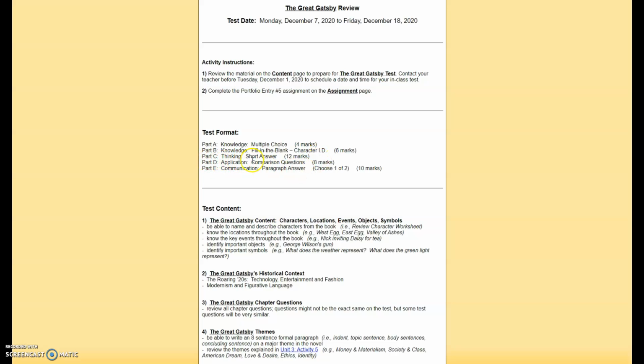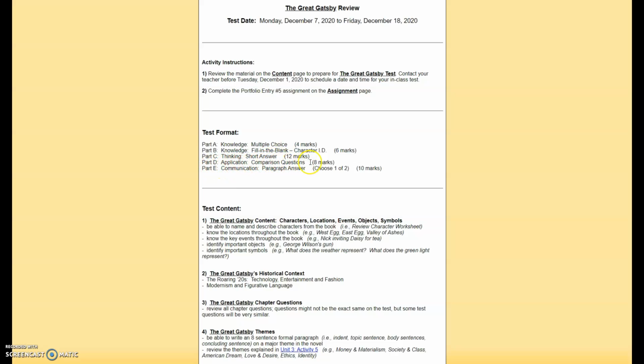Part C is short answer, and there'll be 4 of them. Each one will be worth 3 marks. You'll have to give me approximately 3 or 4 sentences to answer each question. I'll show you an example of a question in a few minutes. The questions will be very similar to what you would get in the chapter questions, so if you've been doing the chapter questions, you should feel pretty good about the short answer.